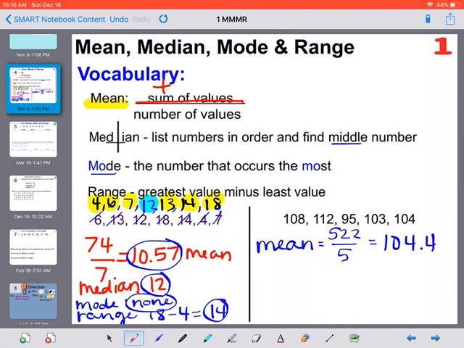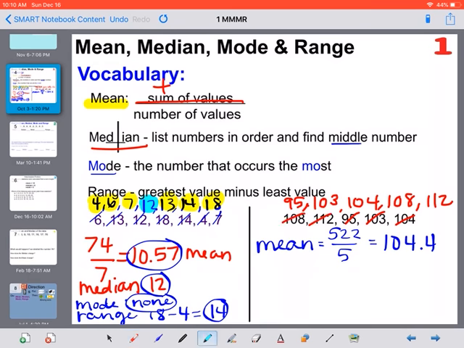That is our mean. Then our median, the number that's in the middle, we need to order them. It's not 95. Just because it's in that order right now, we need to put them in order from least to greatest. So 95 is our least, then, oops, not 105. I don't know where that number even came from. 103, 104, 108, and 112.